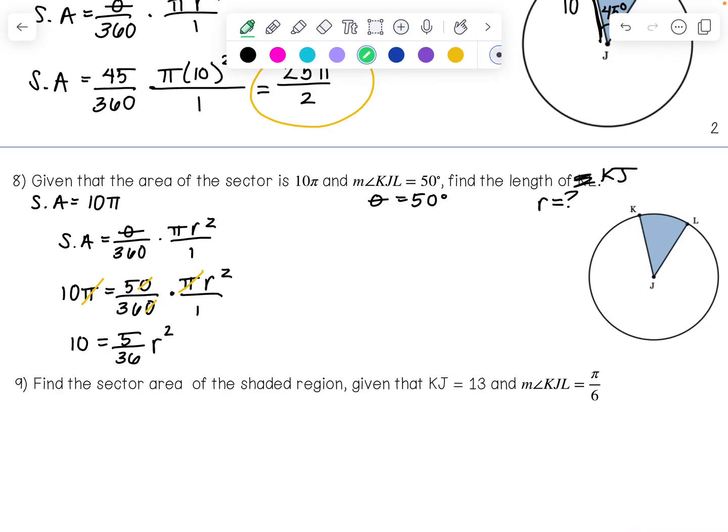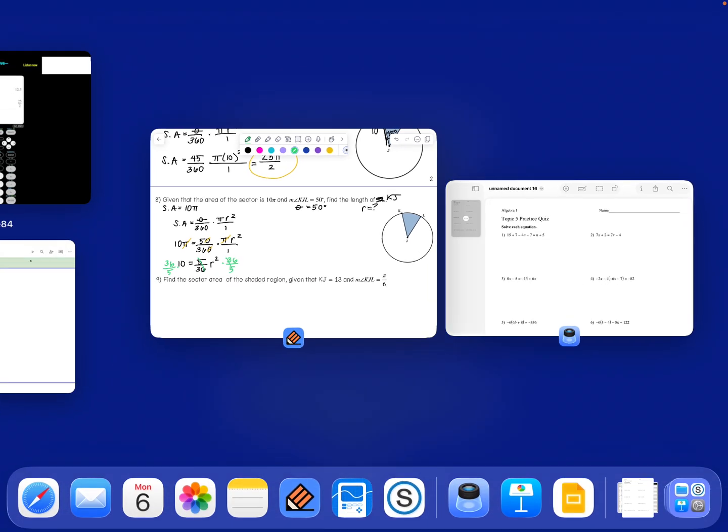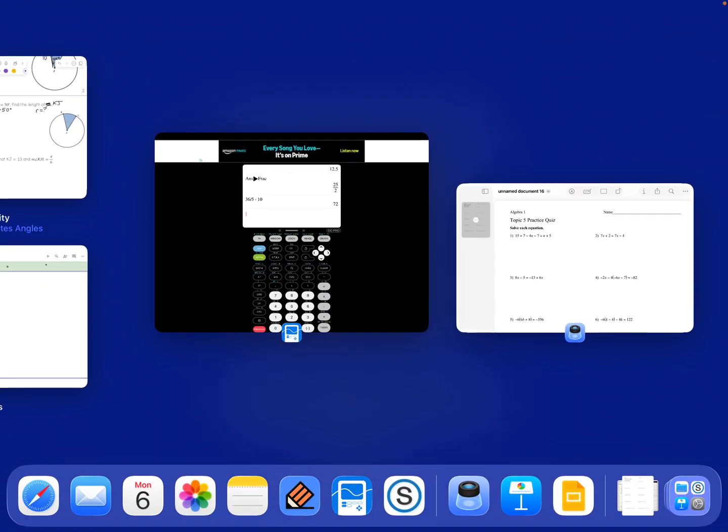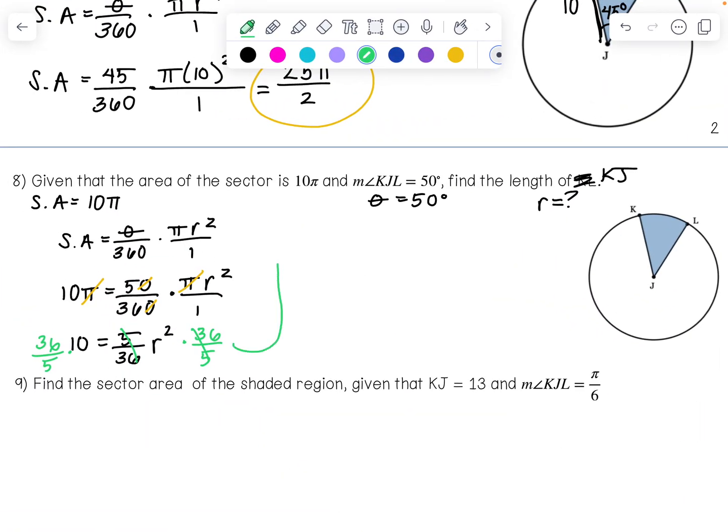I'm going to multiply both sides by the reciprocal of that fraction to cancel it out. Okay, so 36 times 10 is 360, and then divided by 5, right? So 36 divided by 5 all times 10 is going to give me 72. Okay, so we're just going to go up here. We've got 72 is equal to r squared.